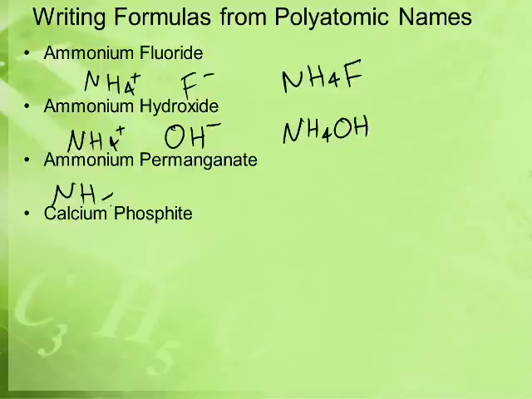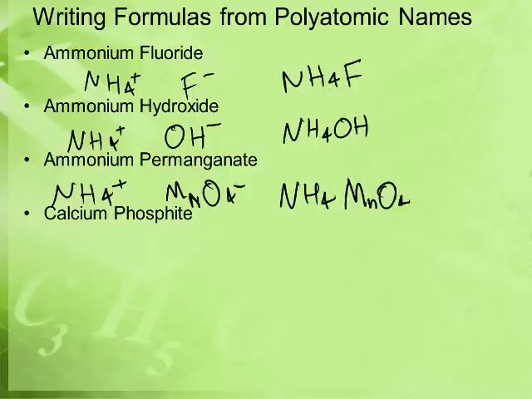Ammonium permanganate. Permanganate is MnO4 minus. That's also a 1-to-1 relationship. NH4MnO4.